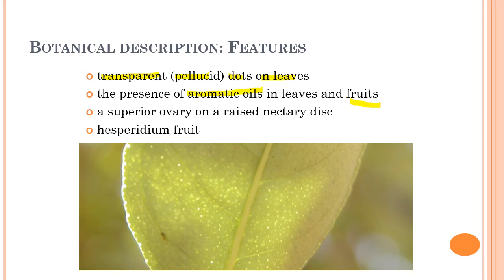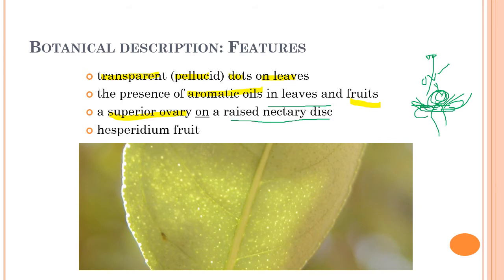Of course, the lime and citrus in general, they have superior ovary, and you already know from before what is superior ovary. You know that this is the flower, this is the ovary, and everything is below it. So the ovary is here, this is the stigma and style, but this is the ovary, and the anthers and filaments, and all of these are below it. So it has a superior ovary, and they have a nectary disc that is found below the ovary, and I'll show you a picture in a moment.